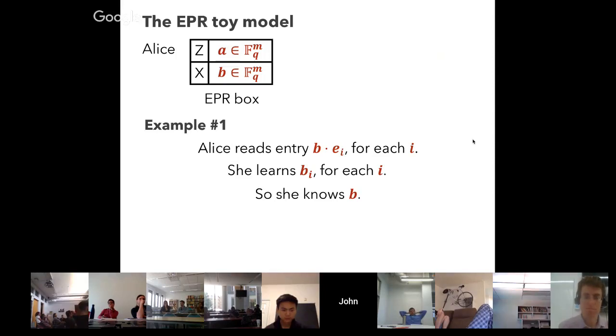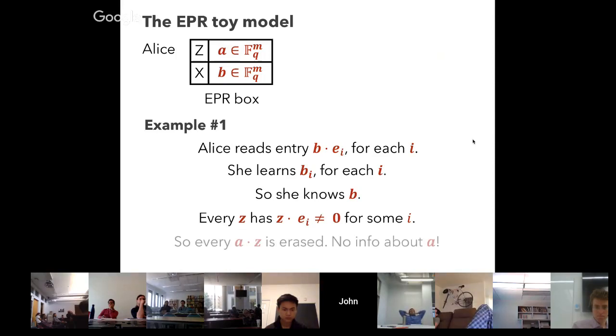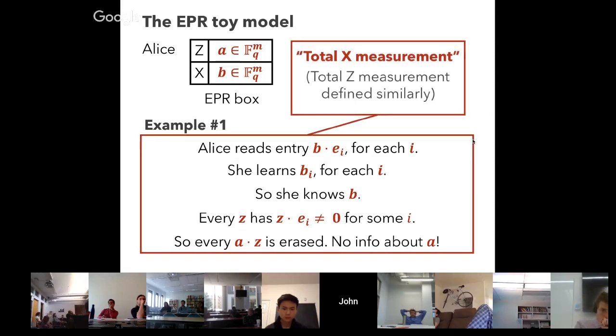Okay, so that's great. She knows the entire string B, but what does she know about A? Can she learn anything about A? Well, any Z that she might want to learn about A, supposing it's non-zero, has some non-zero coordinate, let's say the ith coordinate. And in that case, Z·e_i is non-zero. But since we measured e_i in the X box, we're going to have to delete this Z. And so actually every A·Z is erased, aside from the one corresponding to the all-zero Z. So you erase every piece of information in the Z dot products, and as a result, you don't get any information about A. Okay, so this sort of thing is something I'll call a total X measurement, because she's measuring everything in her X register, but not seeing anything in her Z register. And total Z measurements are defined similarly.